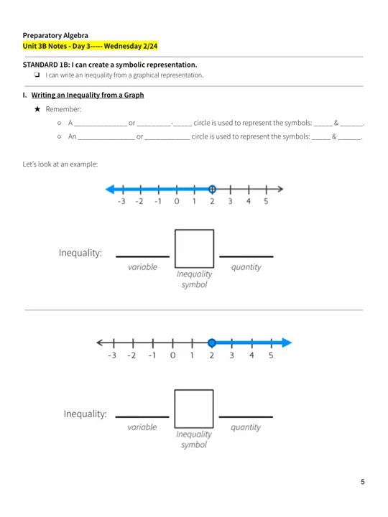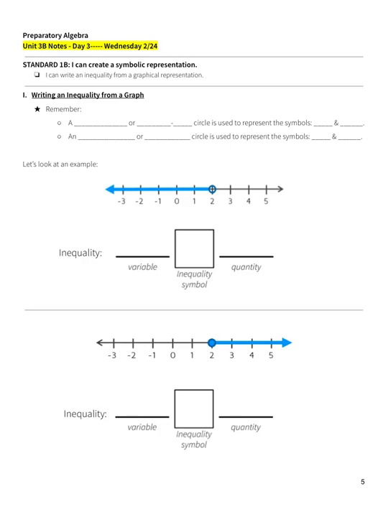These are your Unit 3B, Day 3 notes. We are working on Standard 1B here. I can create symbolic representation. I can write an inequality from a graphical representation. We are pretty much doing the opposite of what we did yesterday. Now we have the graph and we write the inequality. Yesterday you had the inequality and you wrote the graph.